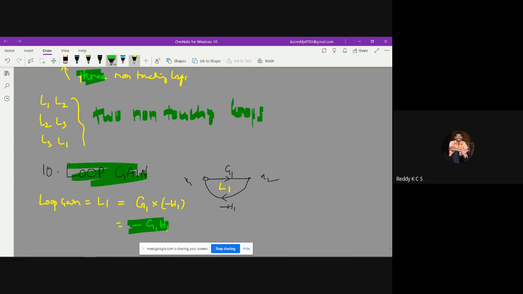So this is how you should learn these terminologies to understand SFG, signal flow graphs. These terminologies are very, very important.